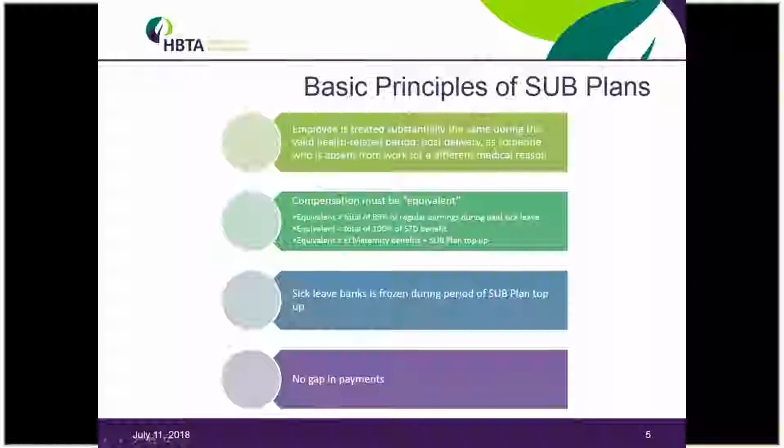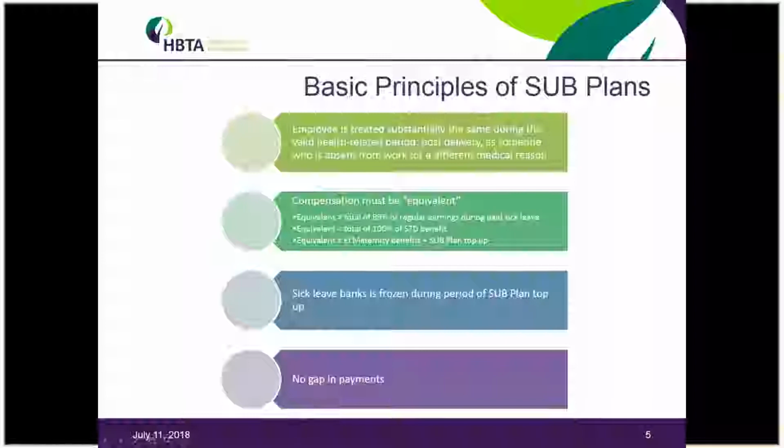Equivalent during a period of STD equivalence is a total of 100% of the STD benefit. So as a result, equivalent equals EI maternity benefits plus sub-plan benefits to either 95 or 100%, depending on what the equivalent needs to be.